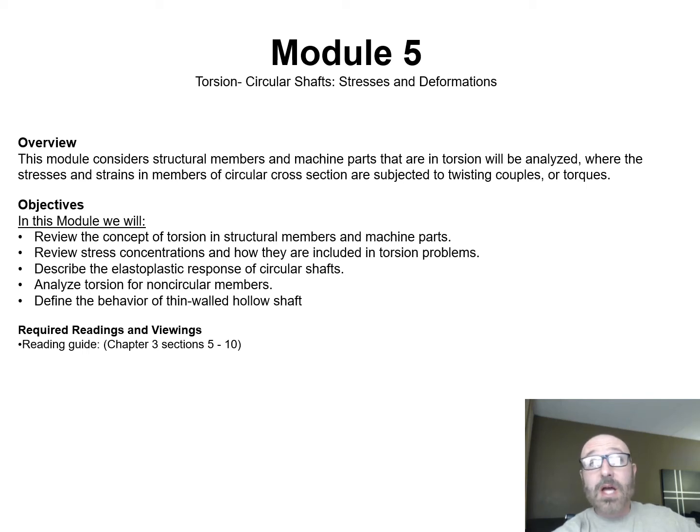So as we jump into Module 5, we're going to continue on with torsion, looking at circular shafts, looking in particular at some stresses and some deformations. So this module is going to consider structural members and machine parts that are in torsion. We're going to take a look at the analysis of the stresses and strains of members of circular cross-section that are subjected to twisting couples or torques.